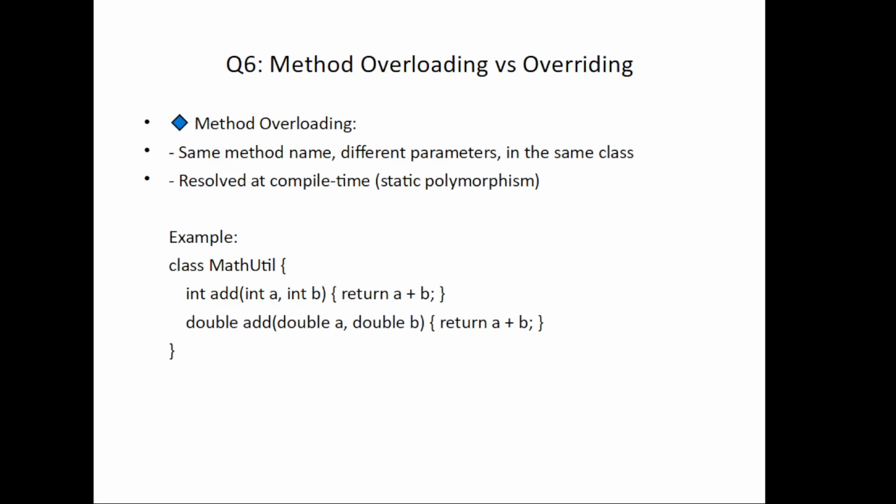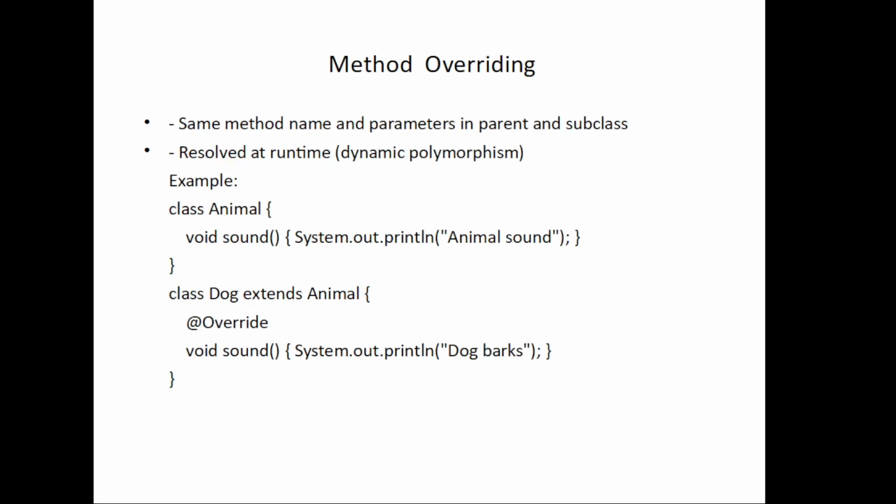This is resolved at compile time, so we also call it static polymorphism. Now method overriding. Overriding happens when a child class defines a method with the same signature, that means same name and same parameters as in the parent class.